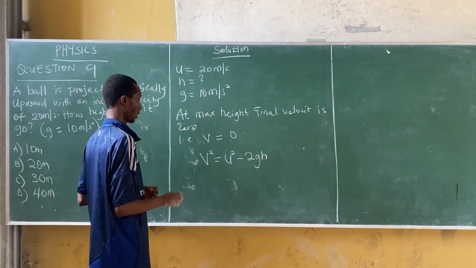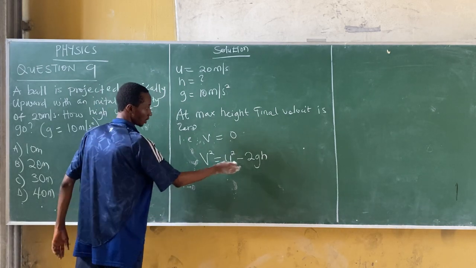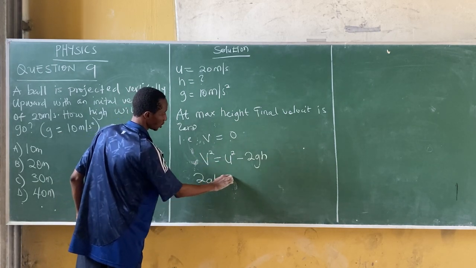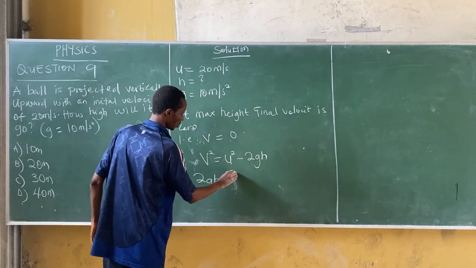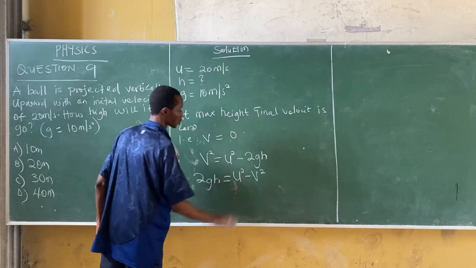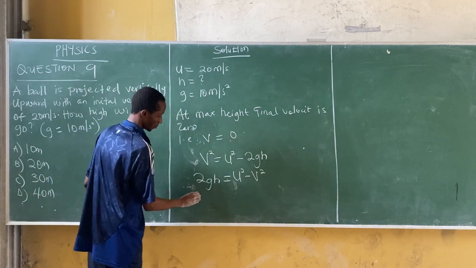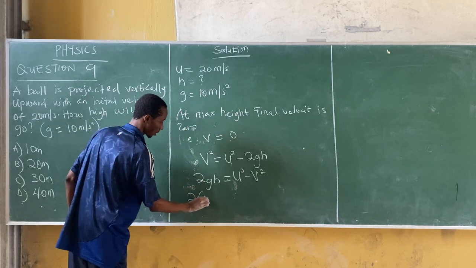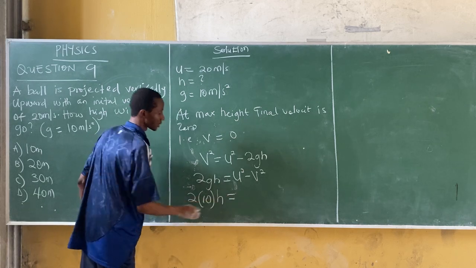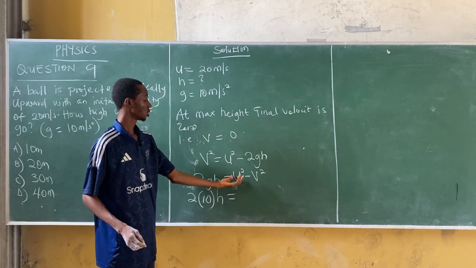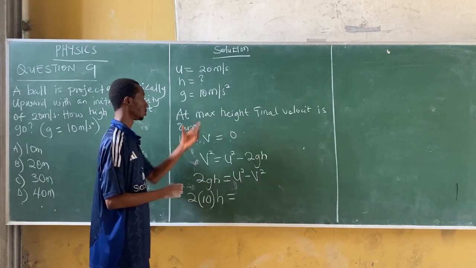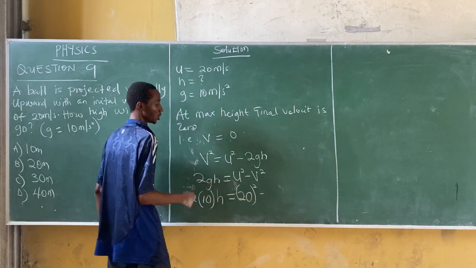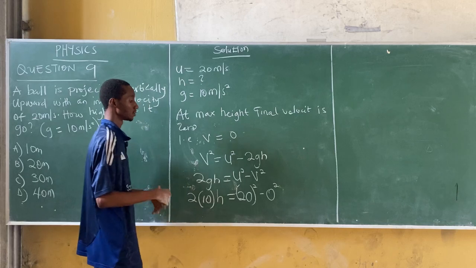If we make h the subject of the formula here, let's bring this here and take this here. We have 2gh is equal to u squared minus v squared. Let's input the values now. We have 2 into g, which is 10. We don't know the value for h, so we write it down, h. Initial velocity u is 20 meters per second, all squared, minus v, which is 0. 0 squared is the same thing as 0.